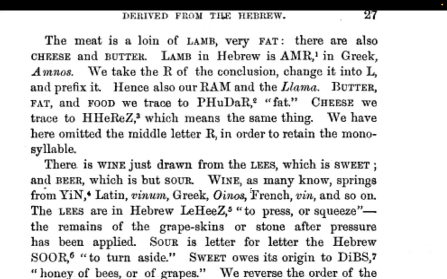The meat is a loin of lamb, very fat. There are also cheese and butter. Lamb in Hebrew is amar, in Greek, amnos. We take the R of the conclusion, change it into L, and prefix it. Hence also our ram and the llama.